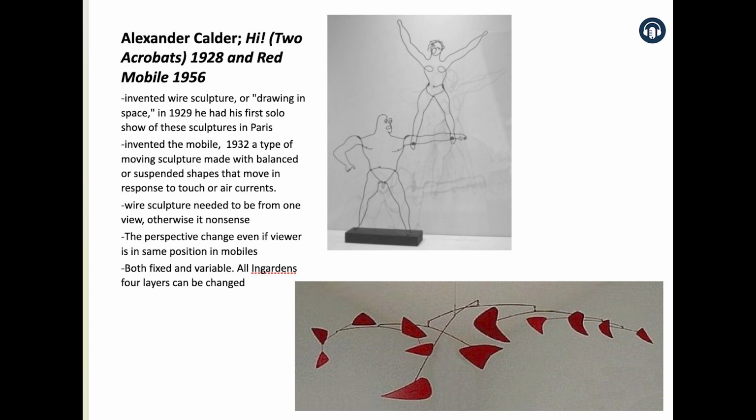He invented the mobile in 1932, a type of moving sculpture made with balanced, suspended shapes that move in response to touch or air currents. Wire sculpture needed to be seen from one view, otherwise it's nonsense. And the perspective changes even if the viewer is in the same position with the mobiles. Both fixed and variable, all in Garden's 4 layers can be changed.